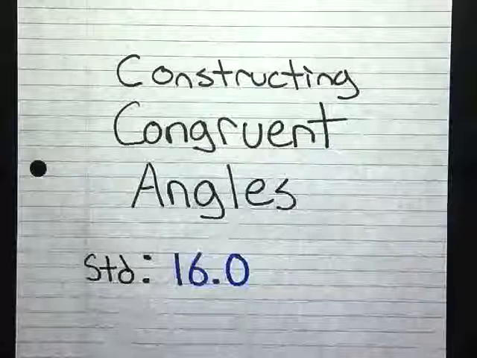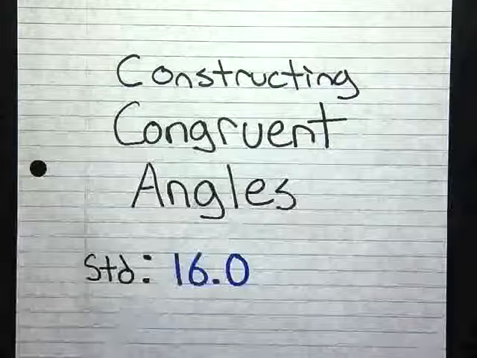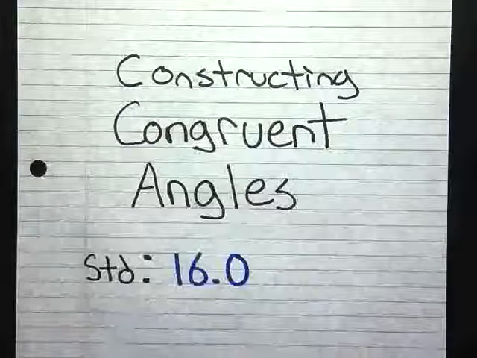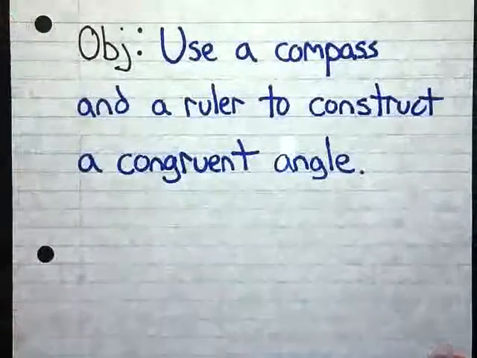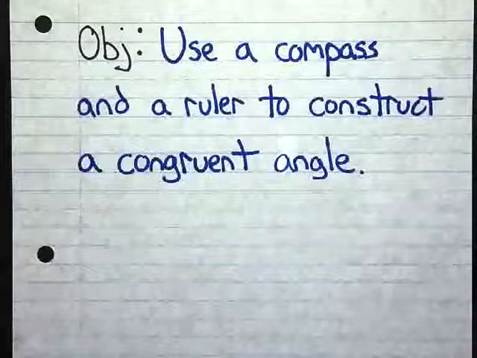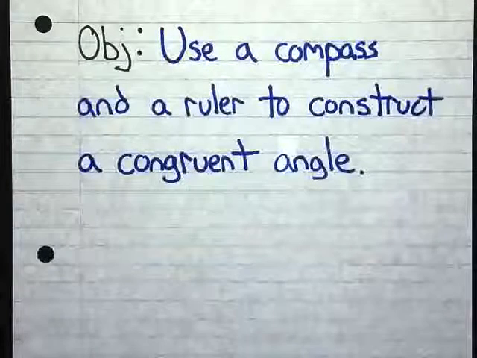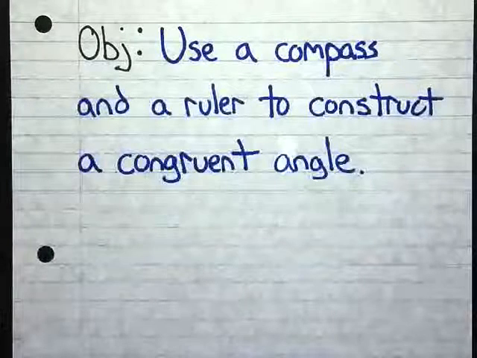The title of this lesson is Constructing Congruent Angles, and we're going to cover standard 16 for this lesson. The objective for this lesson is that you're going to be able to use a compass and a ruler to construct a congruent angle. Remember that congruent angles are angles that have the same measure.